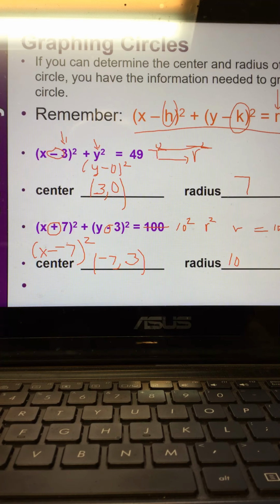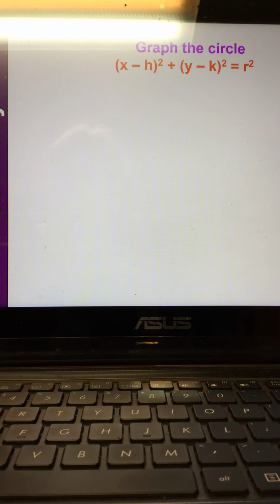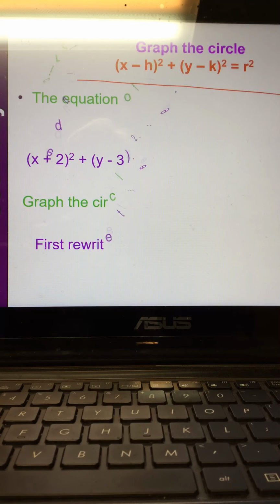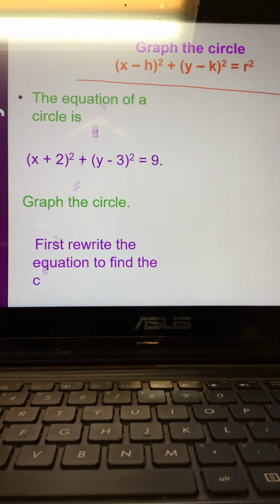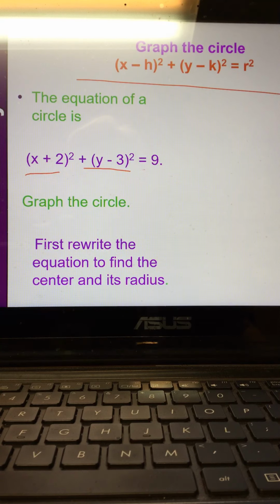If you can do those two skills, finding the center and the radius, then you can graph a circle. Graph the circle, and again, there's that equation. We cannot get away from that equation. That's the gist of this whole lesson. It says that I have the equation of a circle, and it's given the square of x plus 2, the square of y minus 3, and the radius. And so you need to rewrite or rethink this so that you can find the center and the radius.